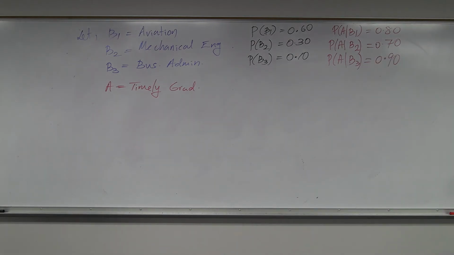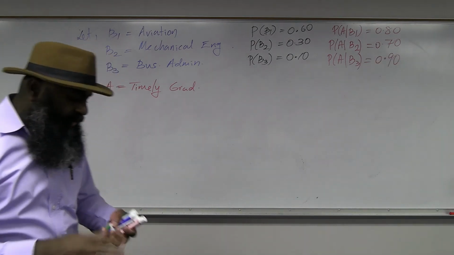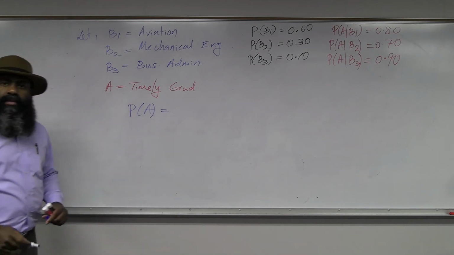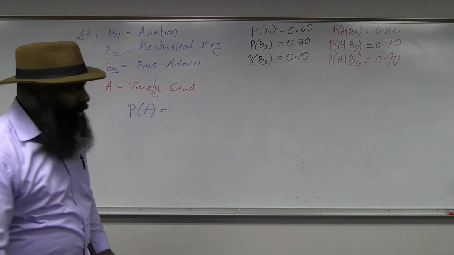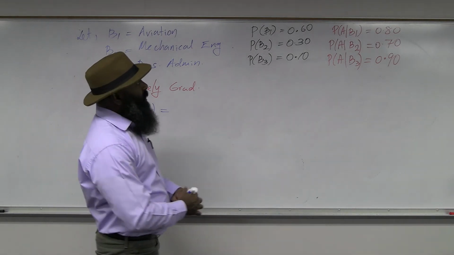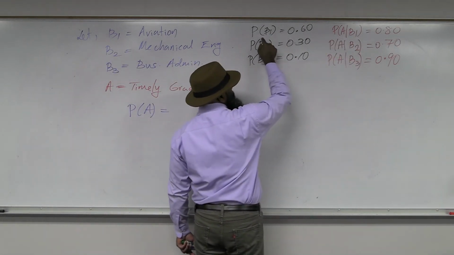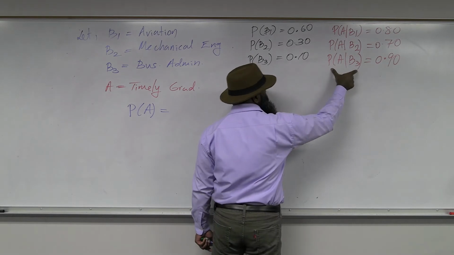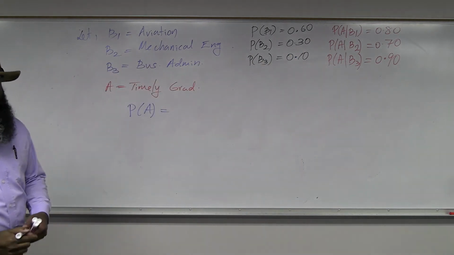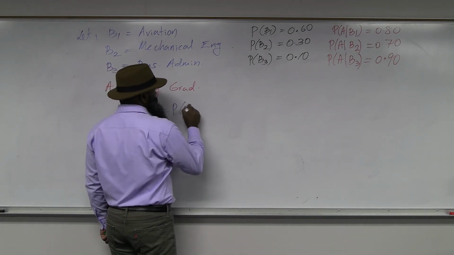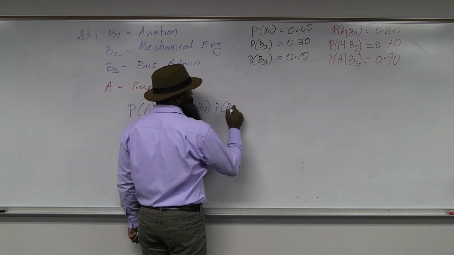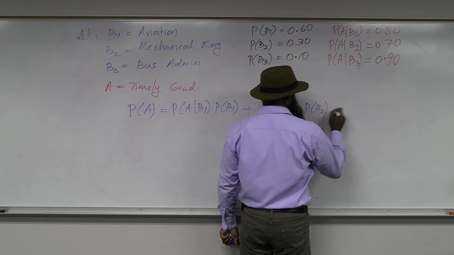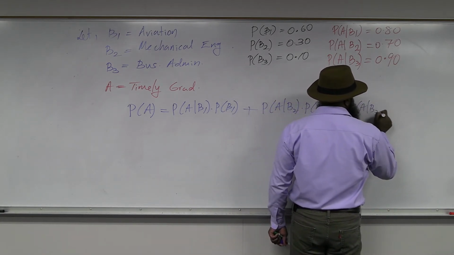What we need to find is the overall timely graduation rate. I need to find PA. So according to the total probability rule, we know that PA will be equal to probability of A given B1 times probability of B1, plus probability of A given B2 times probability of B2, plus probability of A given B3 times probability of B3. So we may write it down as that: A given B1 times PB1, plus probability A given B2 times PB2, plus probability of A given B3 times PB3.